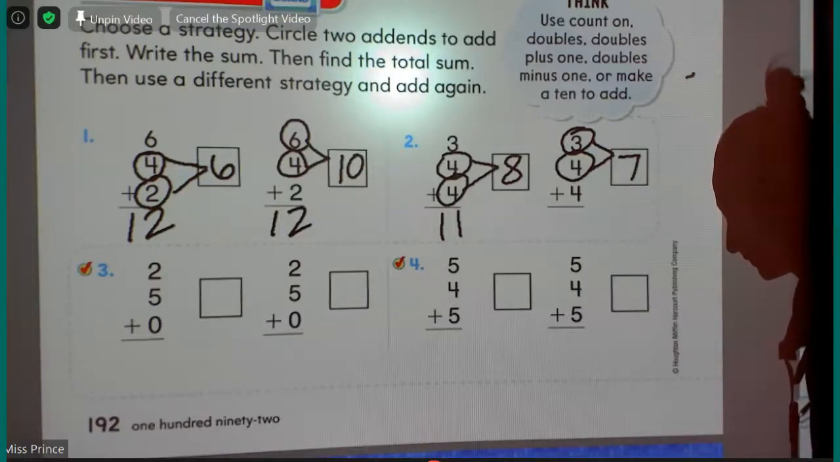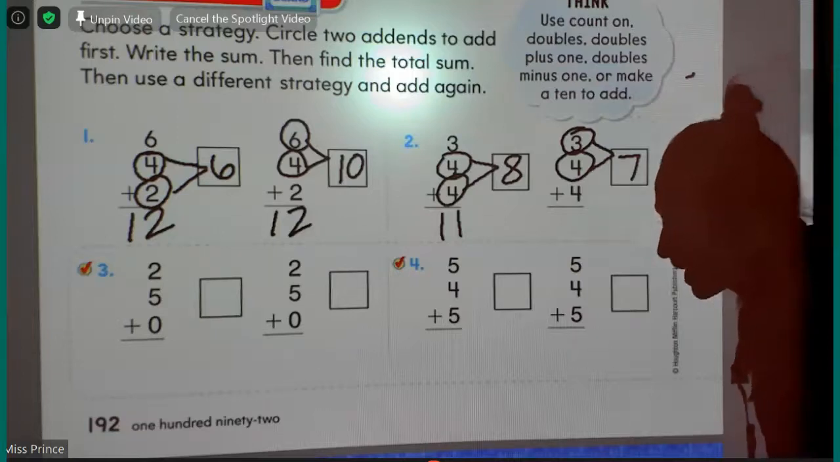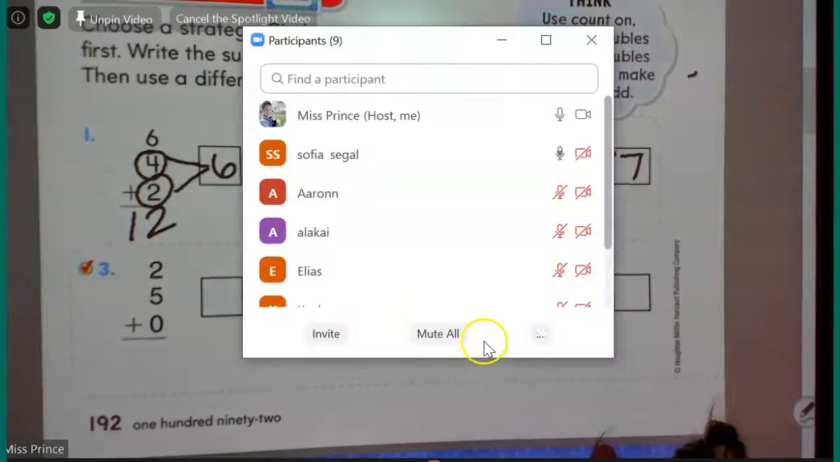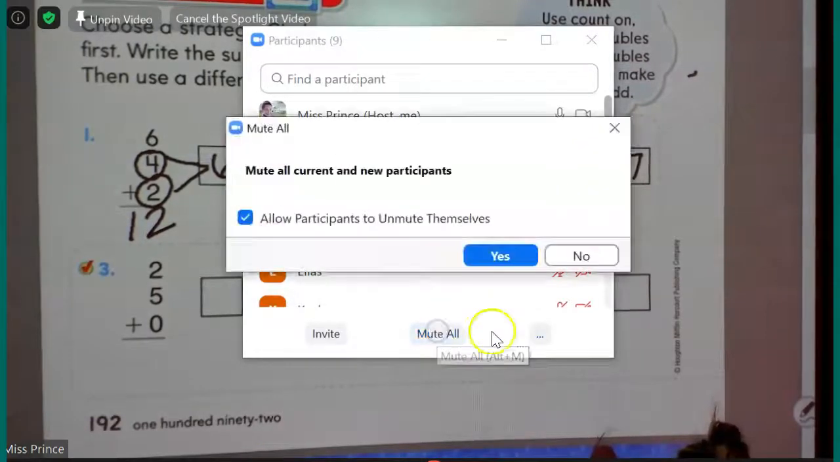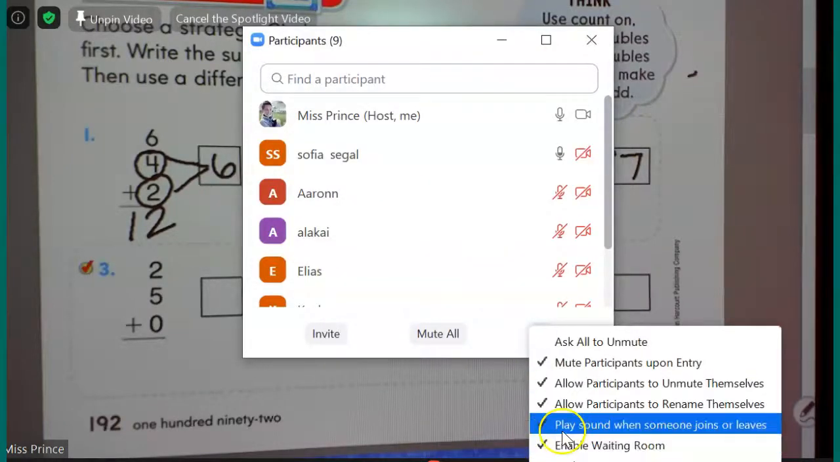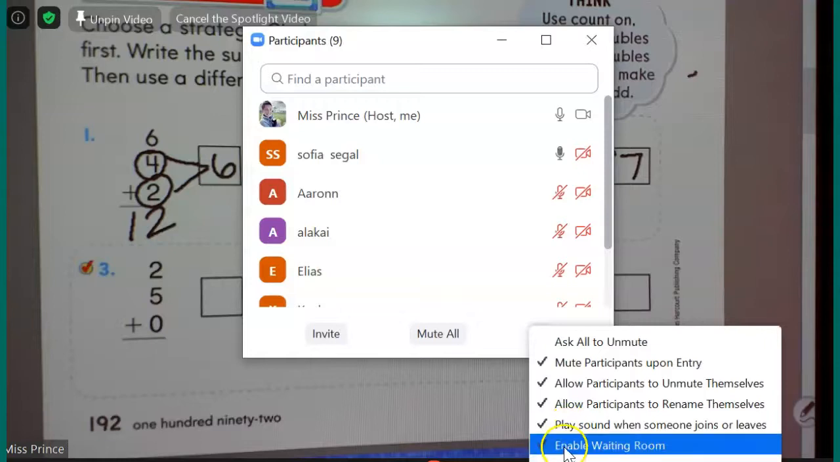There's something wrong with my computer. My raised hand, it doesn't have an X on it, so I can't put it down. It's okay. I can't see it on my end. 7. Could you be a little quieter, guys? I can't hear my teacher that well.